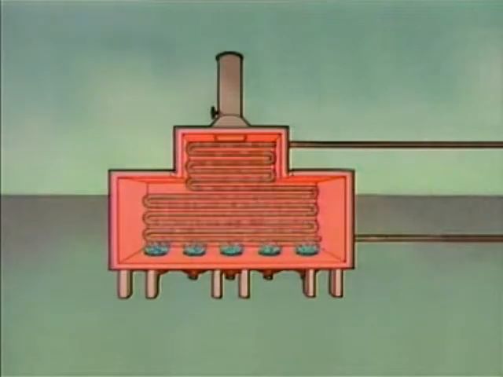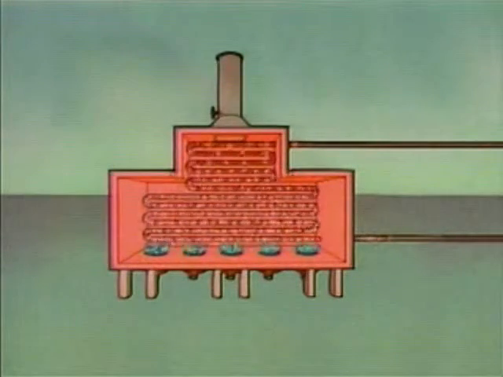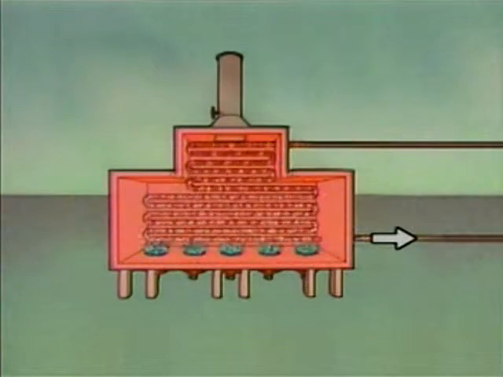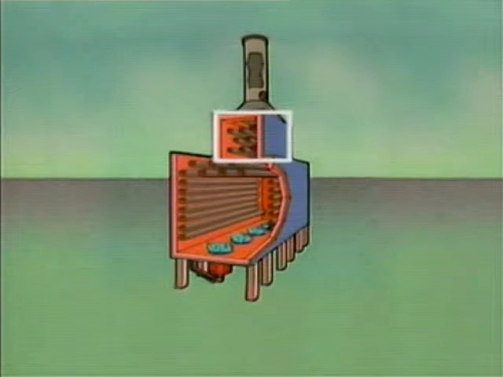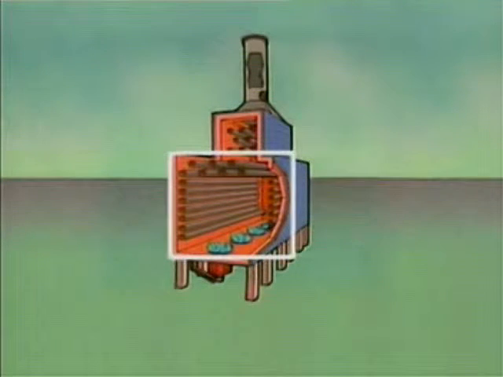Inside this furnace, tubes carry the process fluid through the furnace. The process fluid enters the furnace in the tubes near the stack, passes through the tubes, and leaves near the bottom of the furnace by the burners. The tubes in this furnace are grouped into two major areas. This area, which is closer to the stack, is called the convection section. And this area, which is closer to the burners, is called the radiant section.